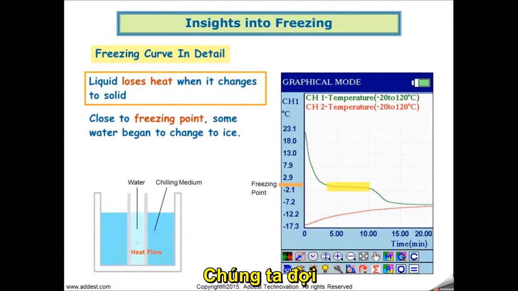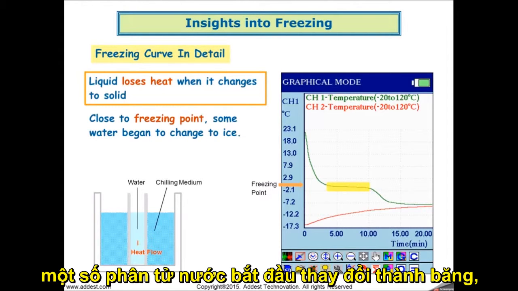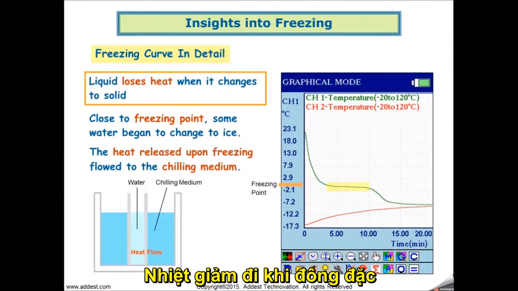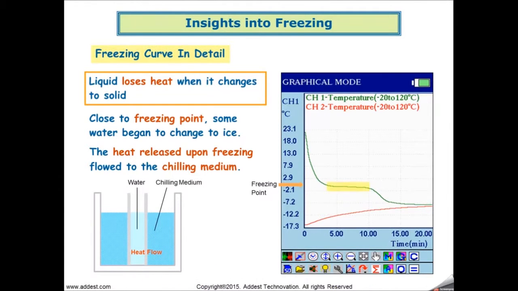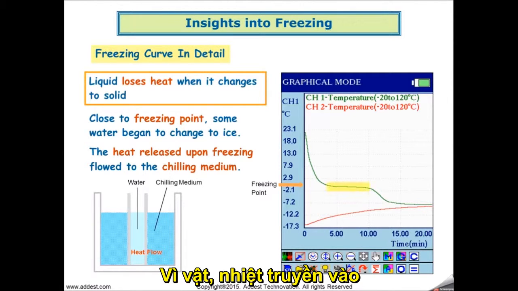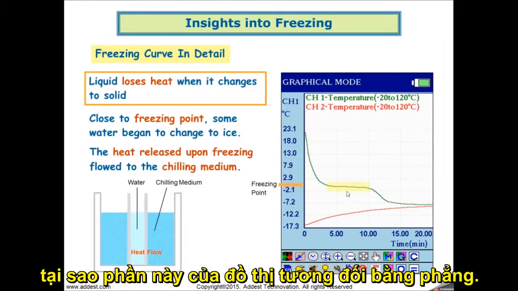We would expect that when the temperature was close to the freezing point, some water began to change to ice, thereby losing heat. The heat released upon freezing then flowed to the chilling medium. Therefore, in spite of the heat flow to the chilling medium, the temperatures of the water and the ice change very little. This explains why this part of the graph is relatively flat.